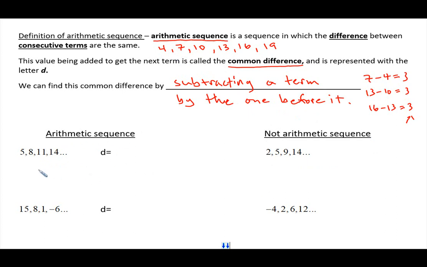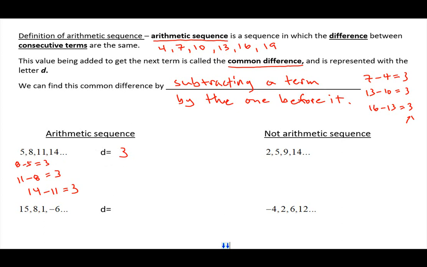So for example here, if you want to check to see if a sequence is arithmetic, all you do is subtract the numbers. Okay? So if we do 8 minus 5, we end up with 3. If I take 11 minus 8, I end up with 3. If I take 14 minus 11, I end up with 3. I keep on getting the same number, right? So that means that this is an arithmetic sequence, and our common difference, represented by the letter D, is 3.